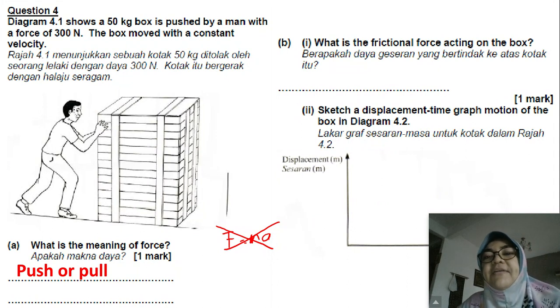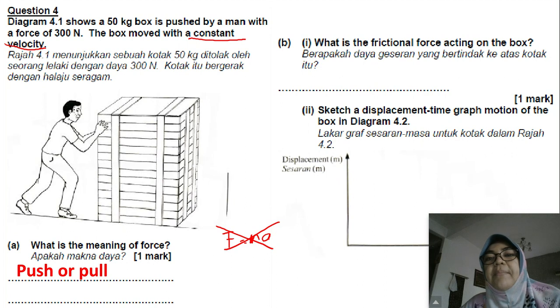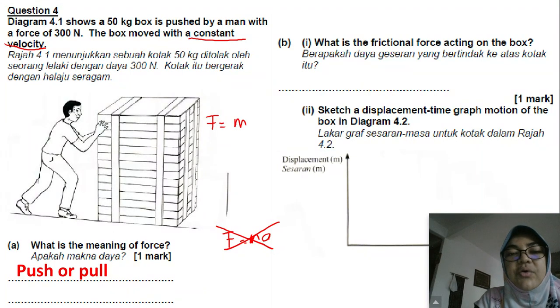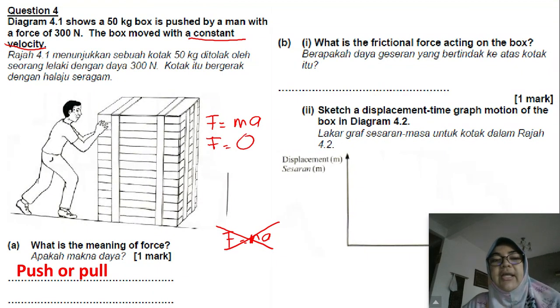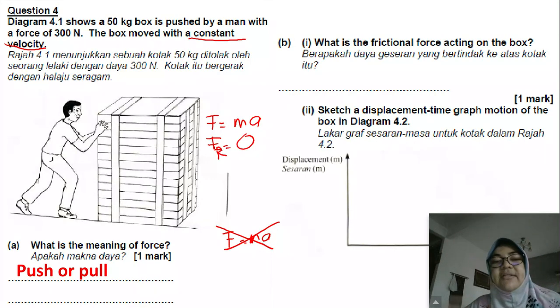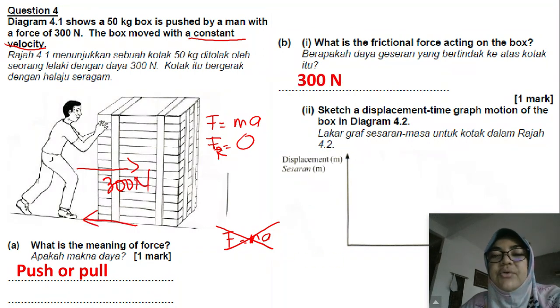B. What is the frictional force acting on the box? So the keyword here is constant velocity. Because the object is moving with constant velocity, there is no acceleration. When acceleration is zero, the resultant force is also zero. In order to get resultant force zero, there have to be two forces in opposite directions with the same value. So we have the pushing force of 300 Newton, so the friction must have the same value. Okay, so 300 Newton.